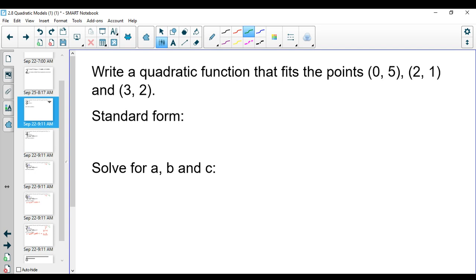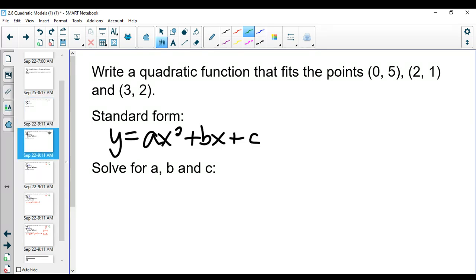In this video, I'm going to show you how to write the equation of a parabola given 3 points on that parabola. So before we begin, you need to know standard form. Standard form is ax squared plus bx plus c. In order to find the equation of this parabola, we need to figure out what is a, what is b, and what is c. So what we're going to do is use the 3 points that we were given to figure out A, B, and C.